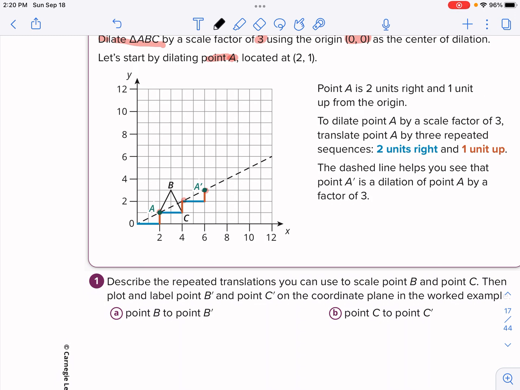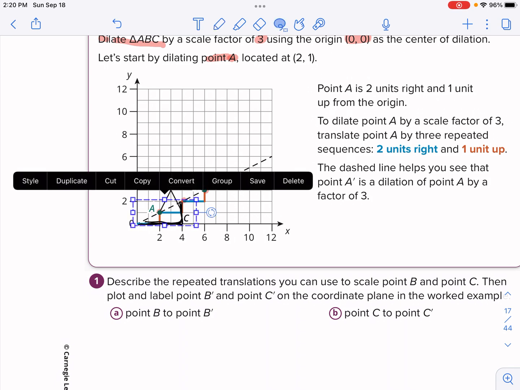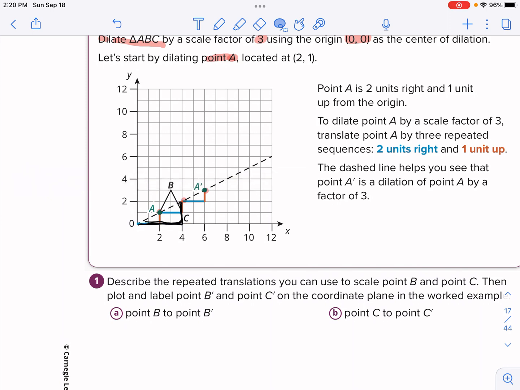So the path from the origin to B looks like it is 4 right and 2 up. So 4 right and 2 up. So we're going to take that path and we're going to copy and paste it. I like for you just to go 4 right and 2 up. So it's going to be right over here like that. So point B prime, I'm going to get rid of this. It should be 1, 2, 3, 4, 2 up. Should be right over here.